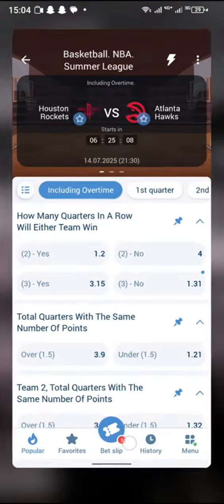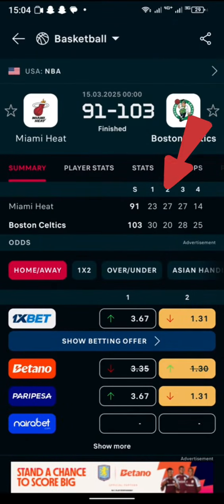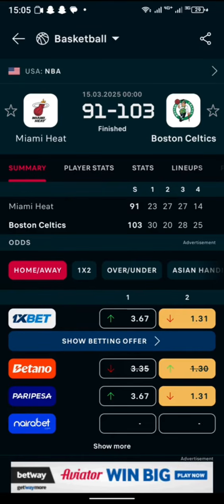No. Why? Because in the second quarter, the home team interrupted. Yes, it interrupted the away team from winning three quarters in a row. This option is so good, guys. Please bank on it. Please research on it.